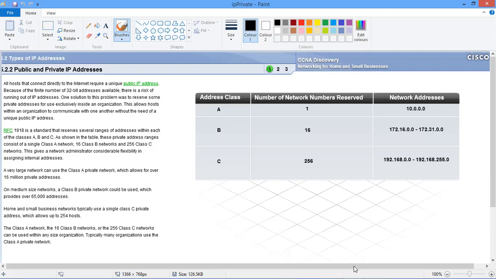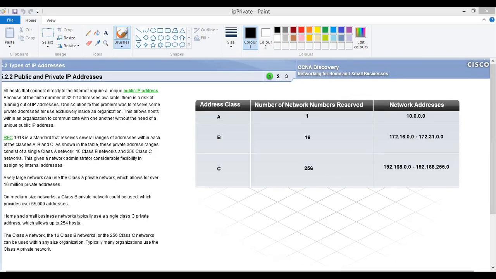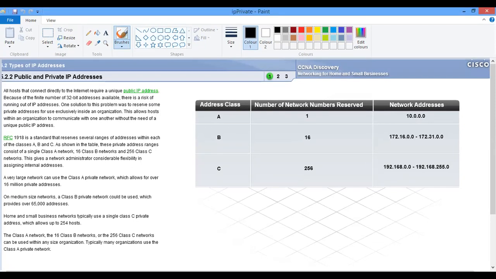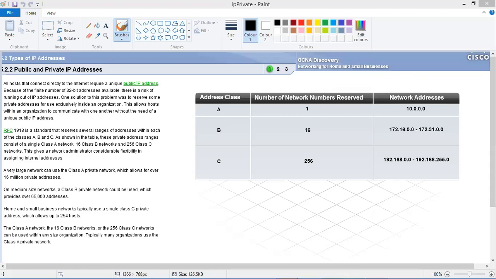Okay, so we can go. Back to subnetting. And I have short time. Subnetting.